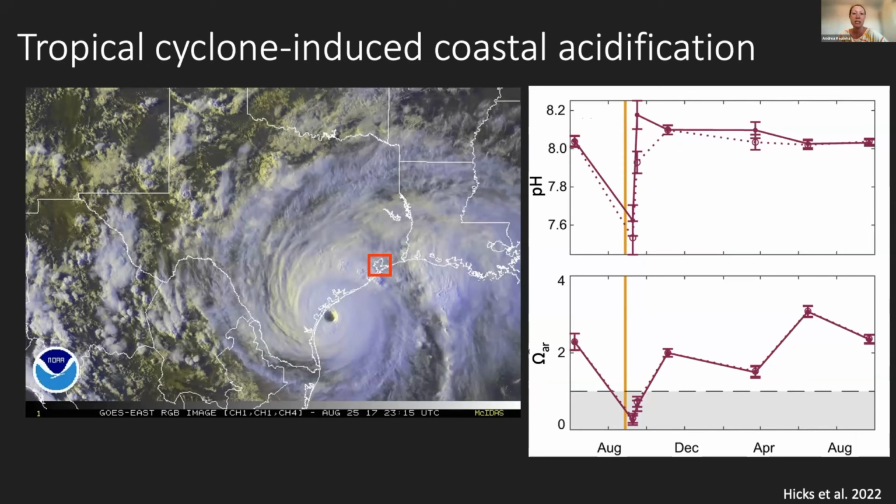So they did see a significant acidification event after Harvey, where pH dropped below 7.6, and all stations within Galveston Bay were undersaturated with respect to aragonite and calcite. Galveston Bay is actually a really important place for oyster reefs, so you can imagine that was detrimental to the reefs there. And then it took about 2 months for the carbonate chemistry to return to pre-Harvey conditions.